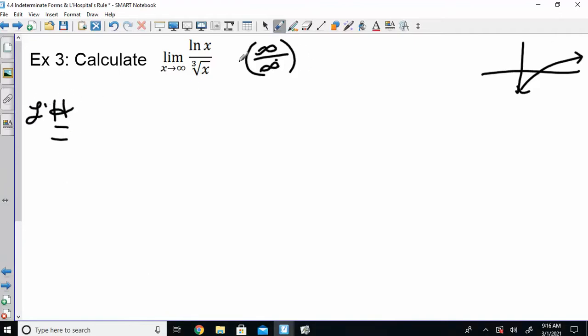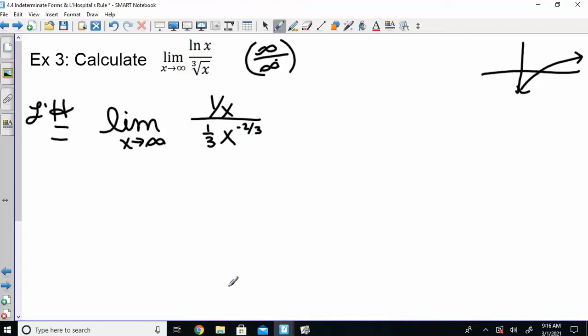Again, please make sure you're writing that infinity over infinity, first of all, so I know that you found it. And second, when you do the L'Hopital's, please label on that step when you do it. So we have the limit as x approaches infinity. The natural log of x, what's the derivative of that? 1 over x. Okay, the cube root of x, that's like x to the 1/3. So that would be a 1/3 x to the negative 2/3.